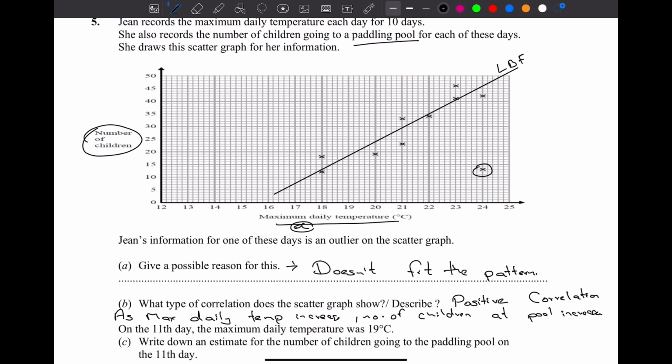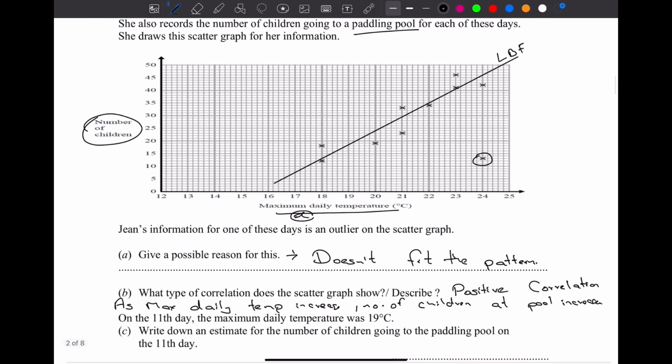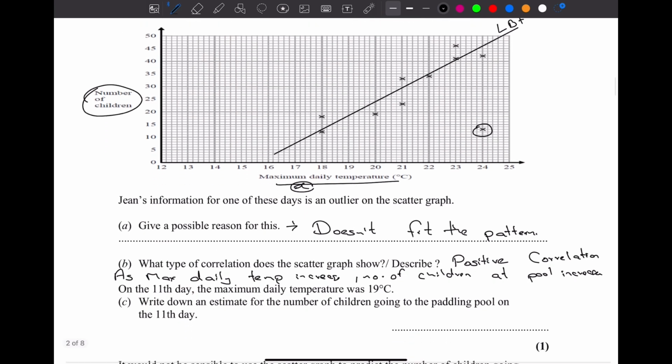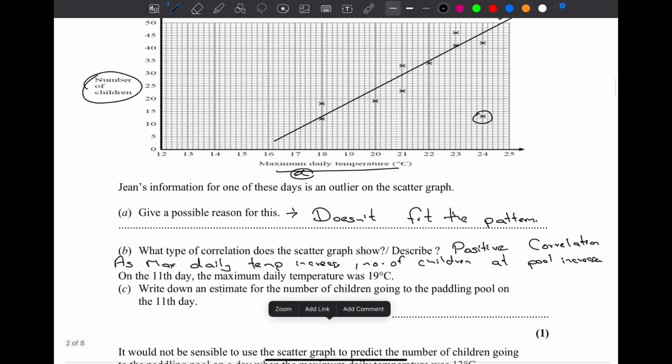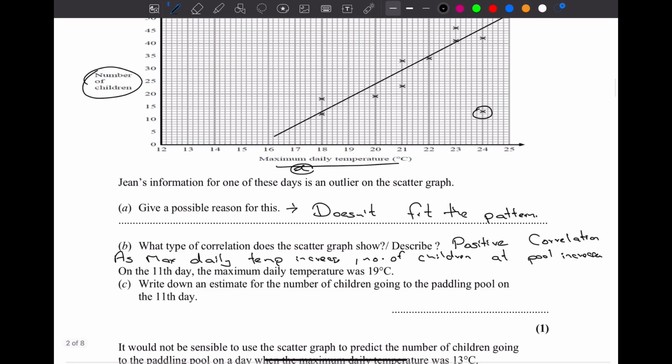Write down an estimate for the number of children on the 11th day. On the 11th day the maximum daily temperature was 19. Just go to 19 on it. That's why we draw a line of best fit. If you don't draw a line of best fit, you cannot do it. Make sure you always draw a line of best fit.